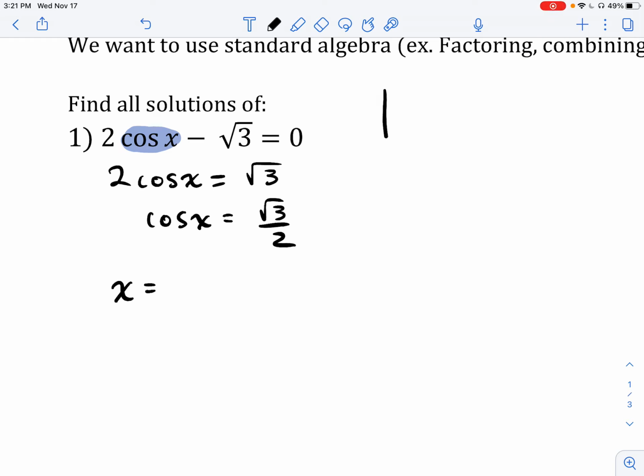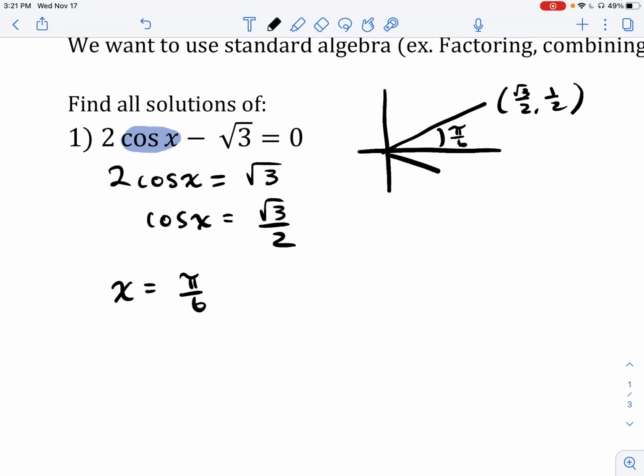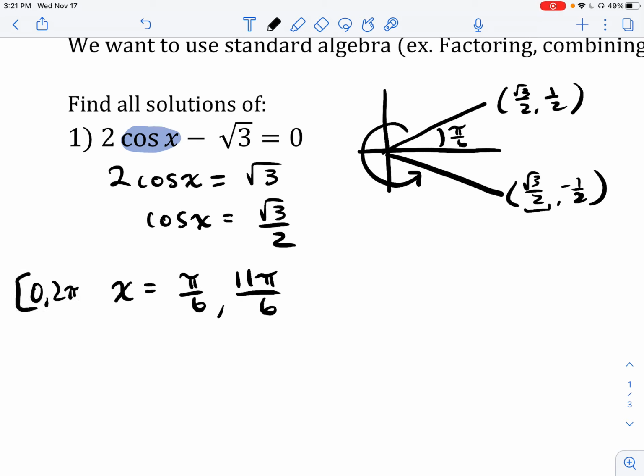Now from here, we want to figure out what are the values of x such that this equation is true. So we can think about maybe just even sketching out our angles. I know that when x is equal to pi over 6, my x value is going to be root 3 over 2. So I can say pi over 6 is an angle that satisfies that equation. Well, what would be another angle? You might think, what about 11 pi over 6? Well, that angle would also satisfy the equation. That would also give me root 3 over 2 as our x value, and this would be negative 1/2, but we're concerned with our x. So these are two angles between 0 and 2 pi that satisfy this equation.